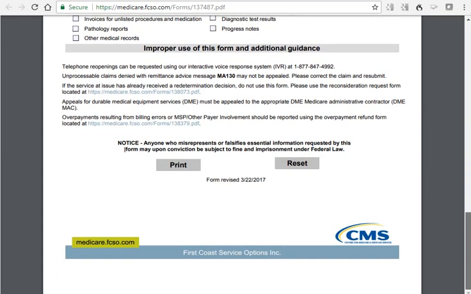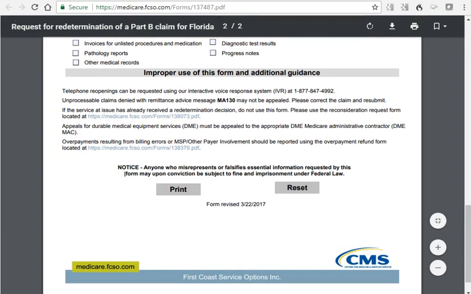Now, this is a paper form, so you can see that we can print it or reset it, etc. There are ways to submit this electronically as well. Now, you've seen for Medicare, administrative contractor for Florida.